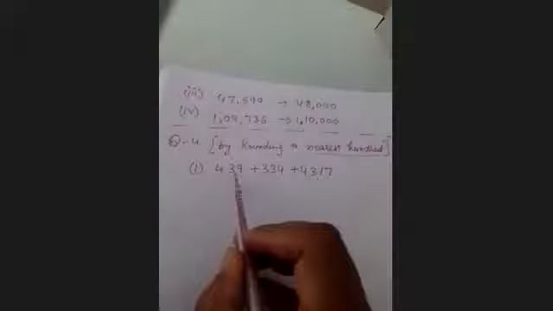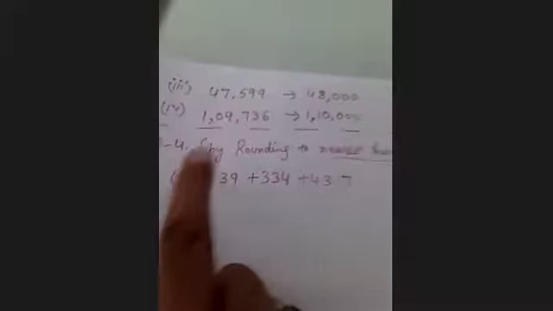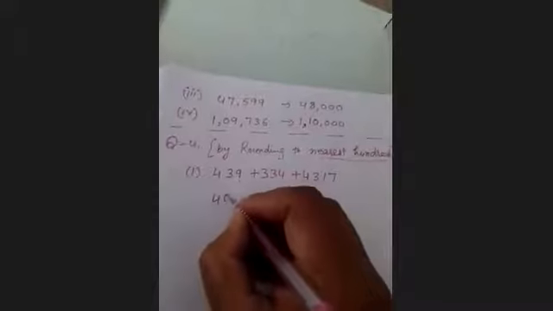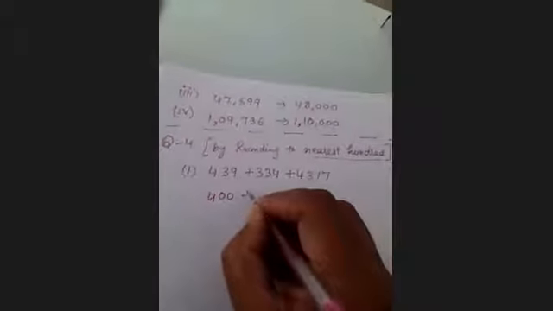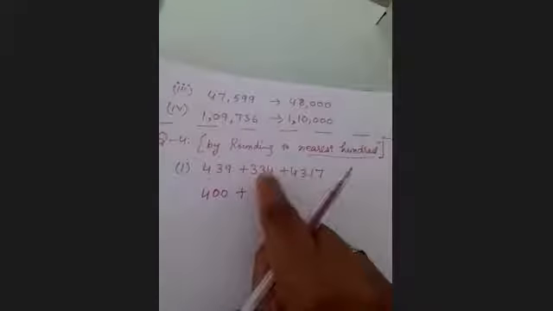First, ones, tens, 100. The next digit is 3, so the nearest value is 400. Now the nearest value of this number: ones, tens, 100. The next digit is 3, so the nearest value is 300. Now ones, tens, 100. The next number is 1, so the nearest value is 4300. Now add.